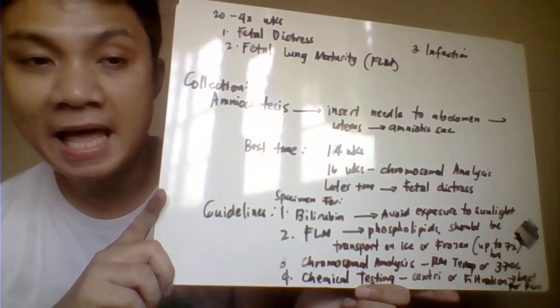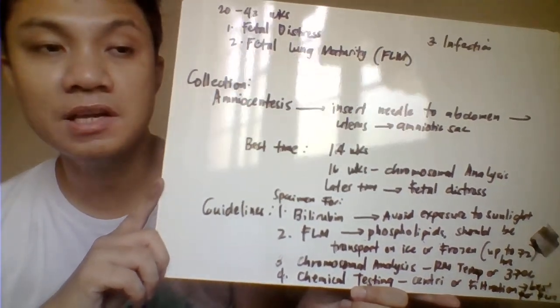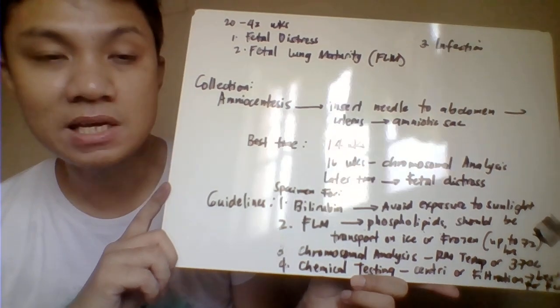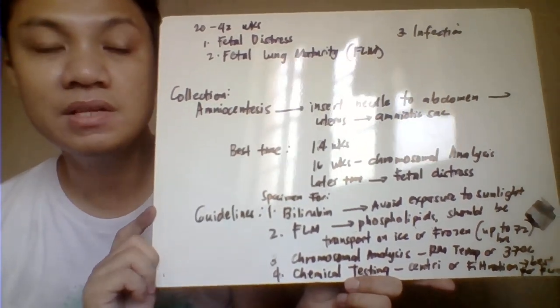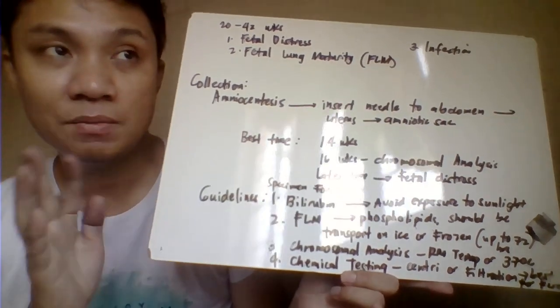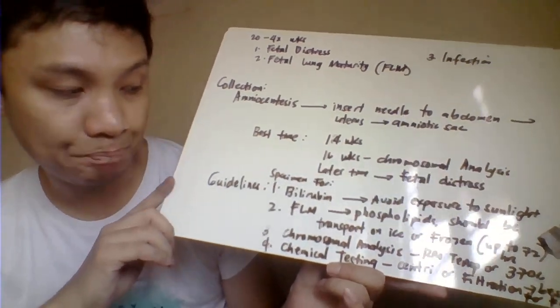Okay, so ideal time for performing your amniocentesis here would be 14 weeks, 16 weeks here for chromosomal studies. And for the fetal distress here is being done later part. So, mga 20 to 42nd pa siya.